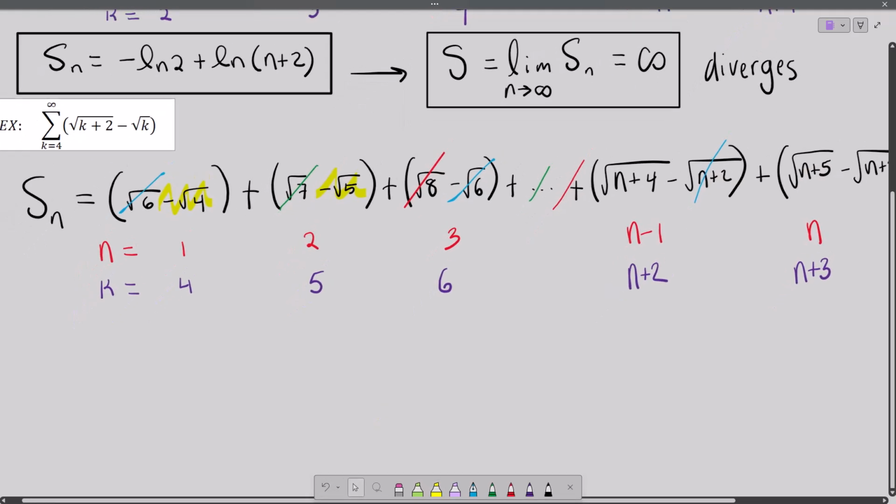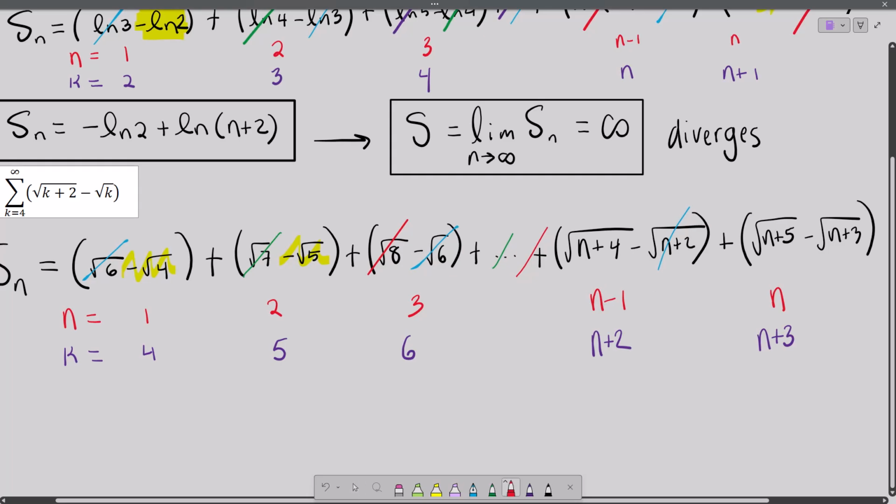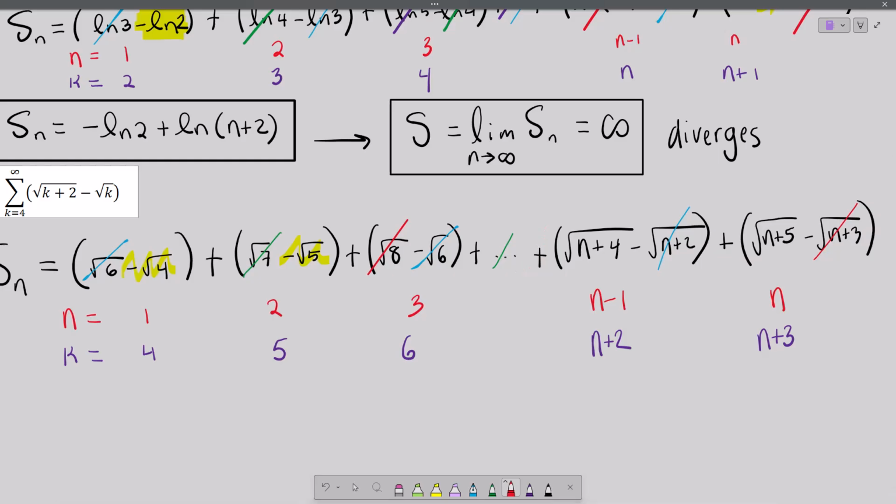So that second part cancels with a second part after a skip. Oops. Yeah. So the two pieces that stick around at the end are first parts, whereas the two pieces that stick here are second parts. So going left to right, first parts are all canceling. Going this direction, second parts are all canceling.